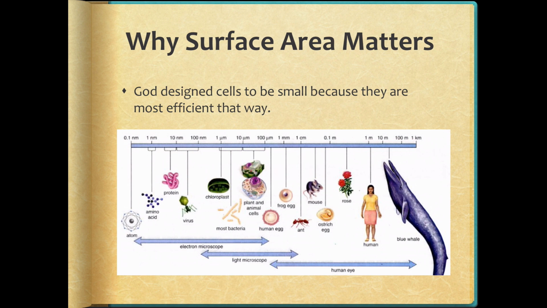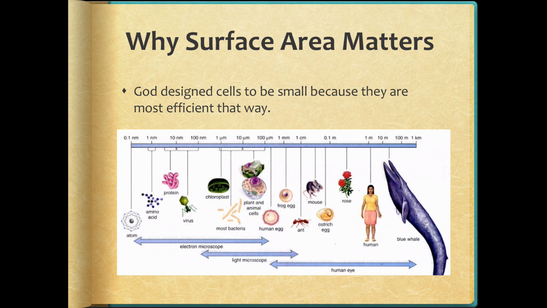God has designed cells to be very small because that is how they are most efficient. So let's take a look at this slide. You can see on this slide the first little section where it says atom, amino acid, protein, virus, chloroplast. Most bacteria, plant and animal cells, those are all things that can be seen, but only if you have an electron microscope, which is a very, very strong and powerful microscope.